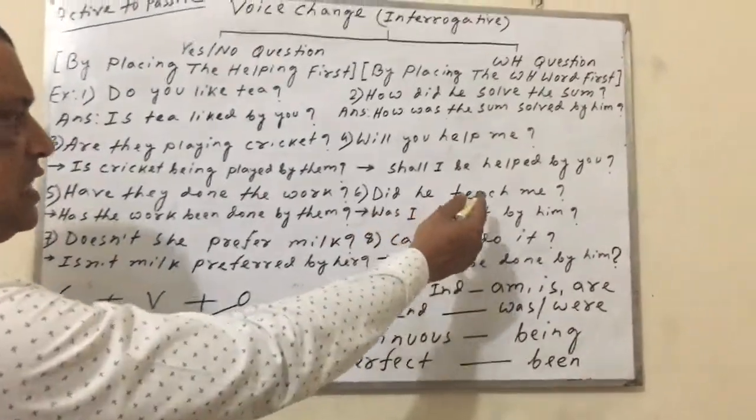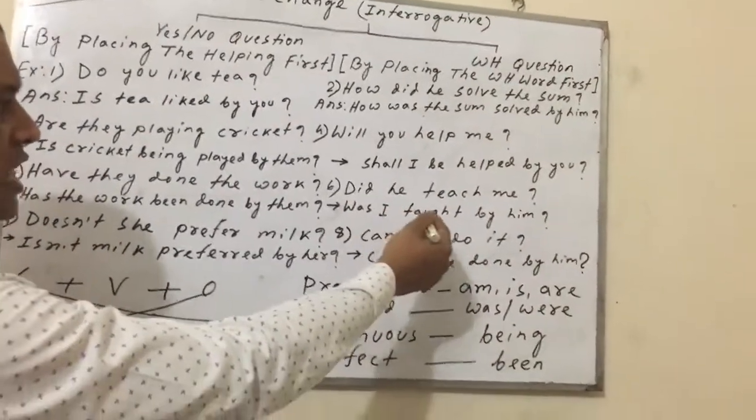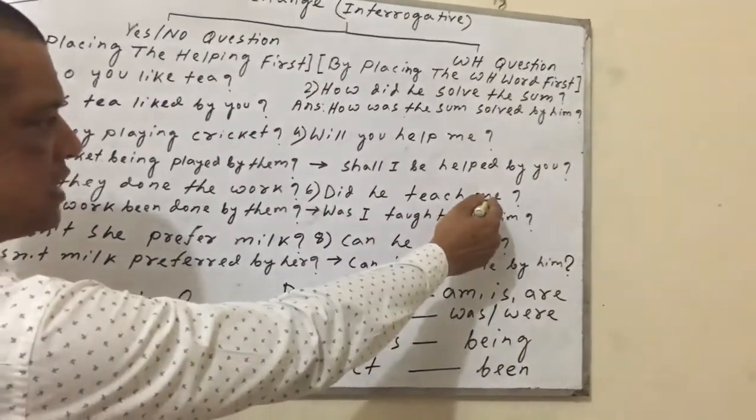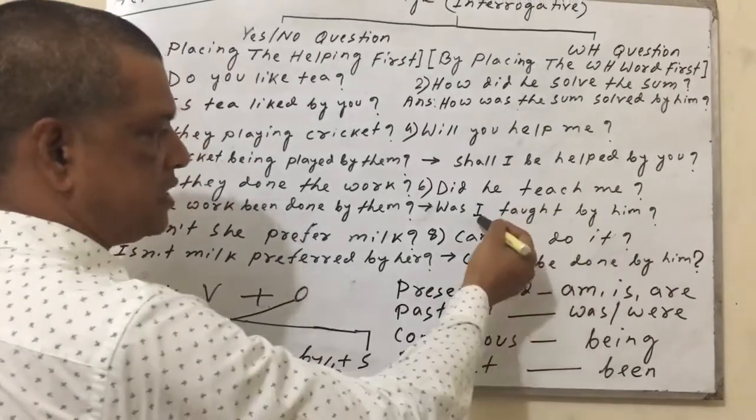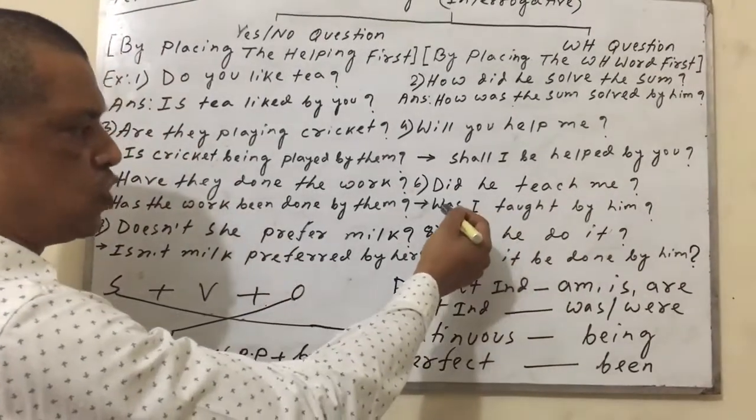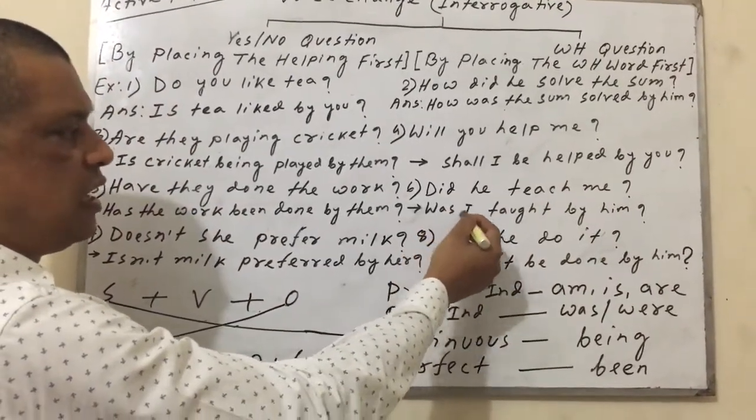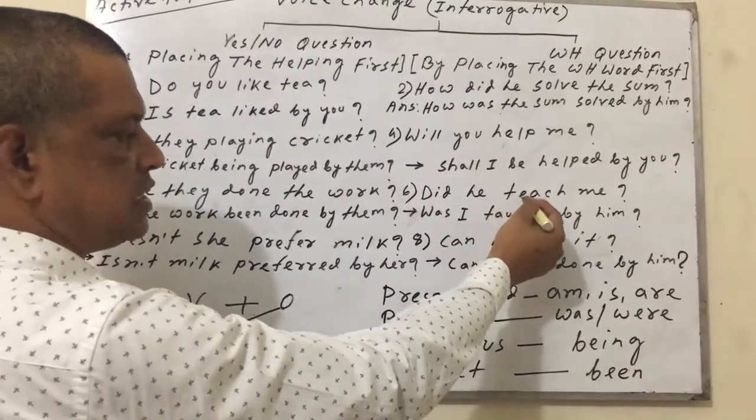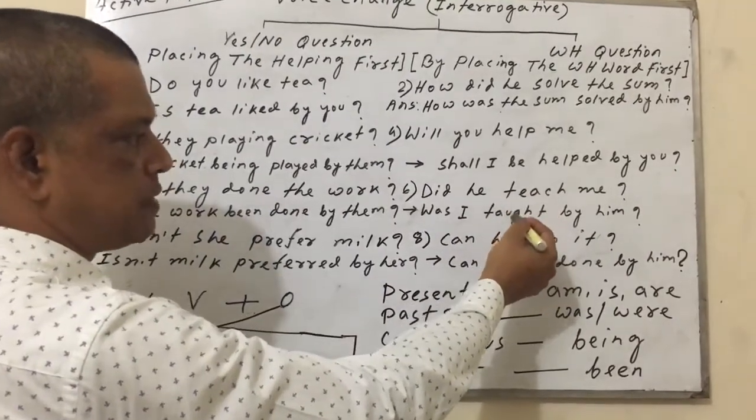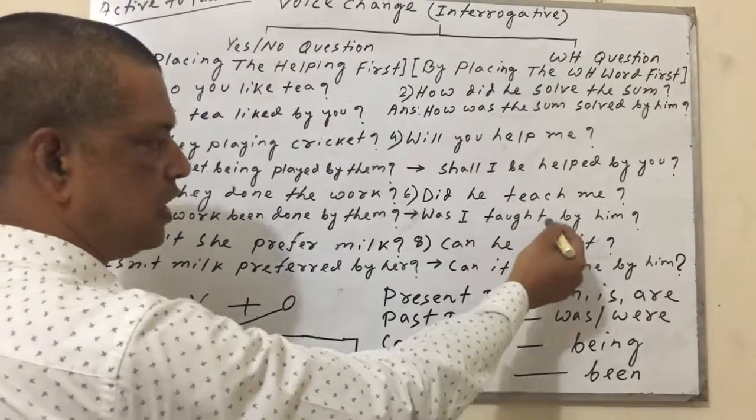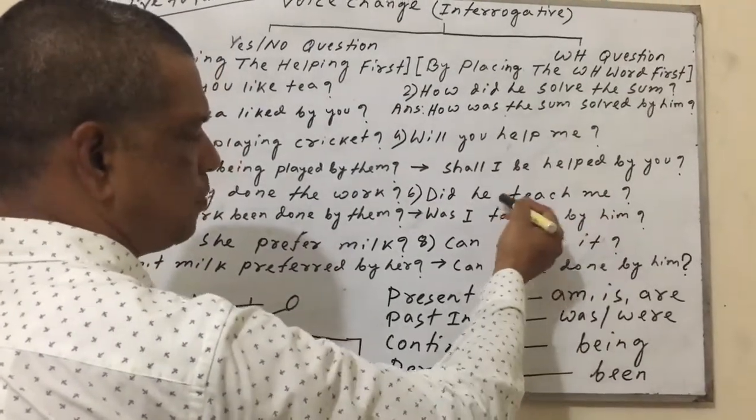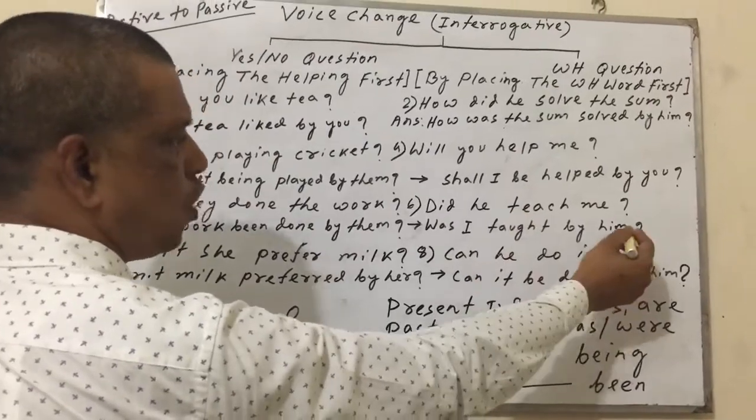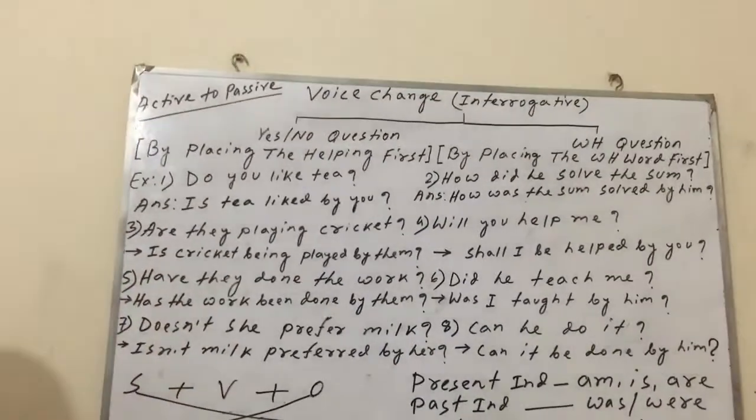Follow the board. Did he teach me? The auxiliary verb is was or were. The object is me. If we convert the object into subject I, for I you have to use the auxiliary verb was. Then you have to change the principal verb into past participle, teach, taught. Then you have to use the preposition by, and last of all you have to change the subject into object, he, him.